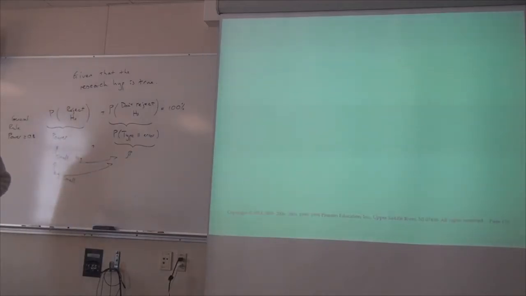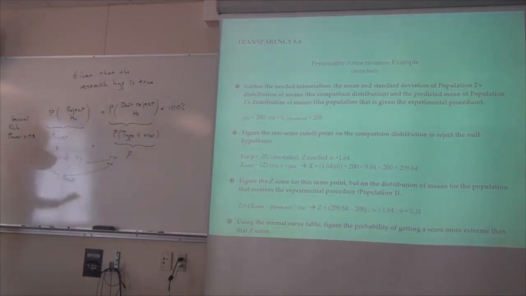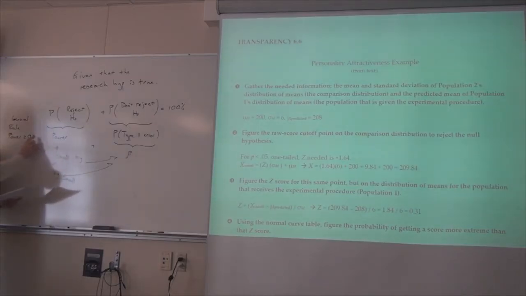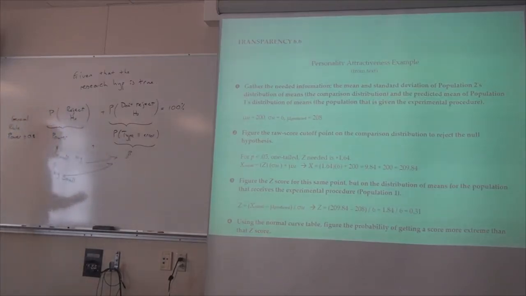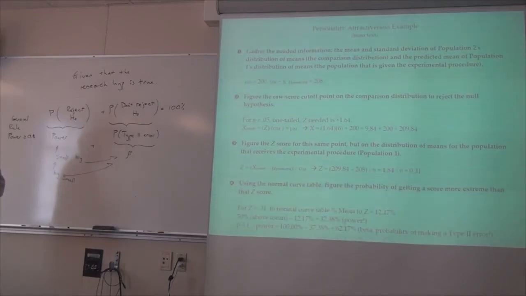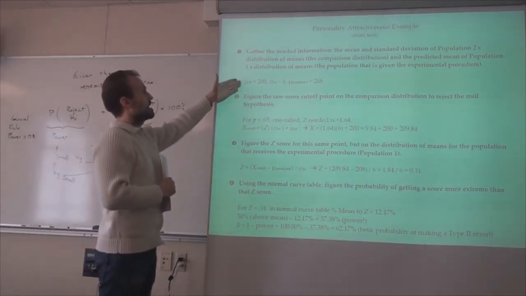So let's go back to our personality attractiveness example, and just see the calculation first, and then we can look at which aspects affect this number, this power, and thereby this probability of making a type 2 error. Okay, so my personality attractiveness example, we're fairly familiar with that now.